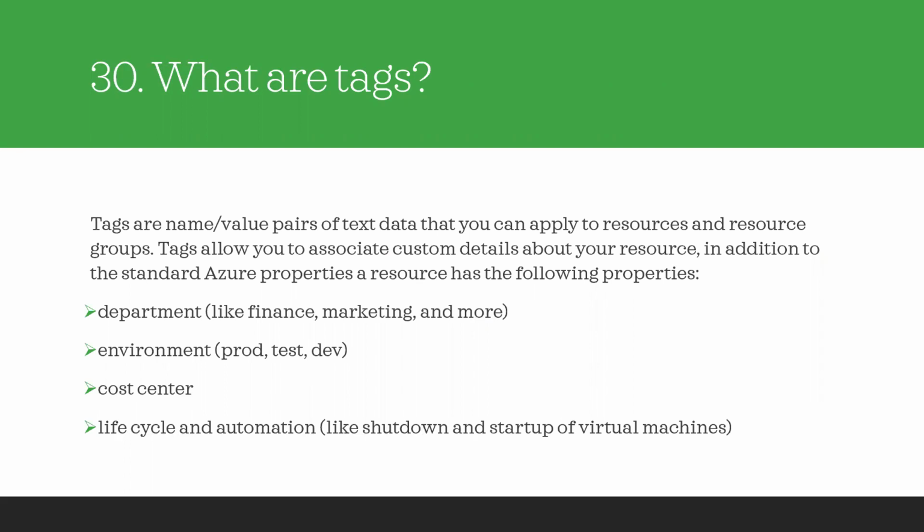What are tags? Tags are name or value pairs of text data that you can apply to resources and resource groups. Tags allow you to associate custom details about your resource. In addition to the standard Azure properties, a resource can have properties like department, such as finance, marketing, or HR; environment, such as development, test, UAT, or production; cost center; and lifecycle and automation, like shutdown and startup of virtual machines.